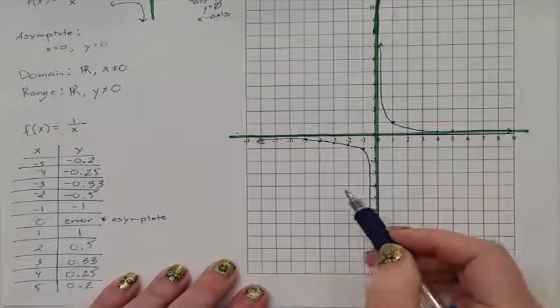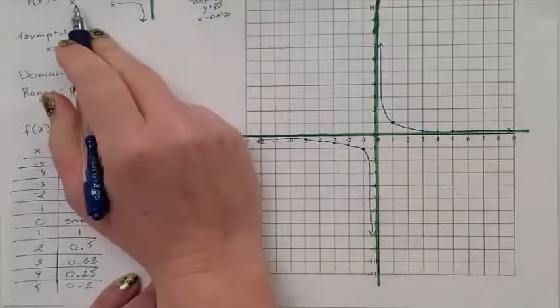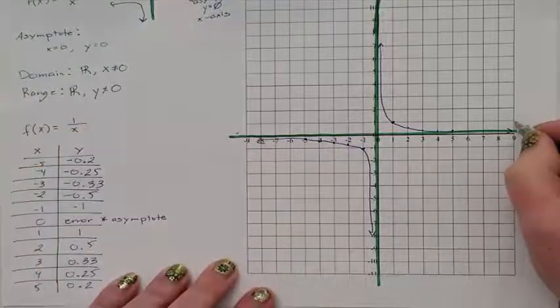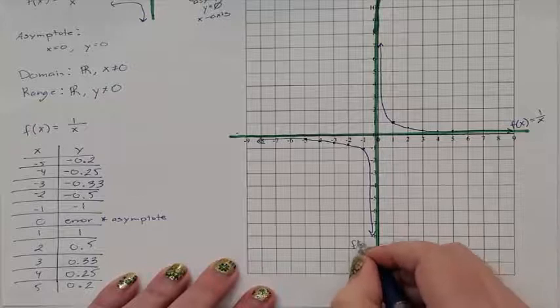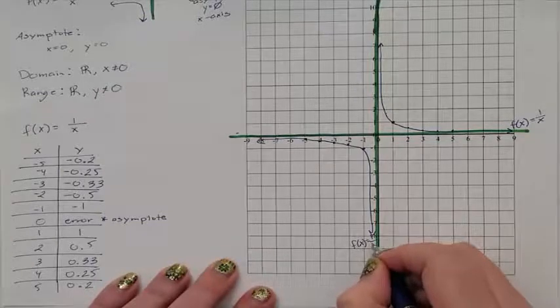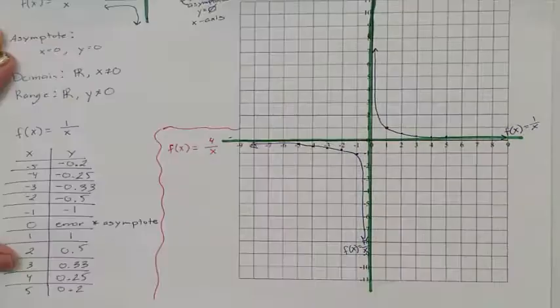So this is our parent function of 1 all over x. So I'm going to write, I have f of x equals 1 over x on that one. And I'm going to write it over here as well so I can keep track of it.